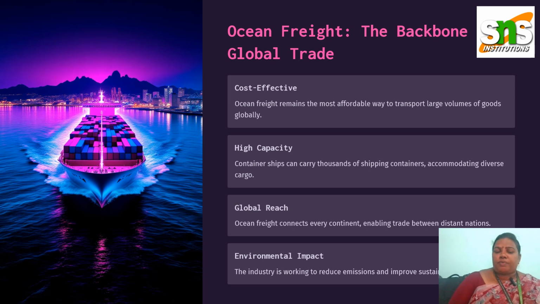Ocean freight, the backbone of global trade: cost effective, high capacity, global reach, environmental impact. Cost effective: ocean freight remains the most affordable way to transport large volumes of goods globally. High capacity: ships can carry thousands of shipping containers accommodating diverse cargo. Global reach: ocean freight connects every continent, enabling trade between distant nations. Environmental impact: the industry is working to reduce emissions to improve sustainability.